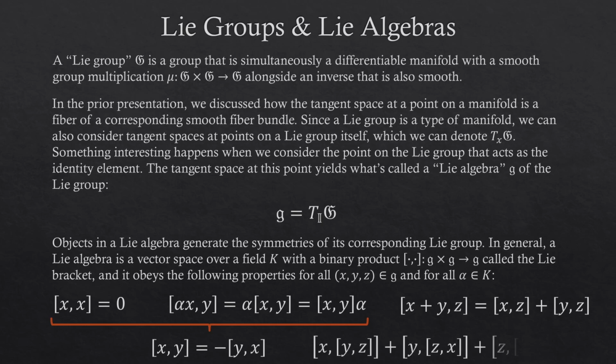And then we have a property called the Jacobi identity, whereby we take the bracket of x with the bracket yz, plus the bracket of y with the bracket zx, plus the bracket of z with the bracket xy, and we get 0. And we can generalize this Jacobi identity to provide analyticity over Lie groups and Lie algebras in the sense that it's cyclic.